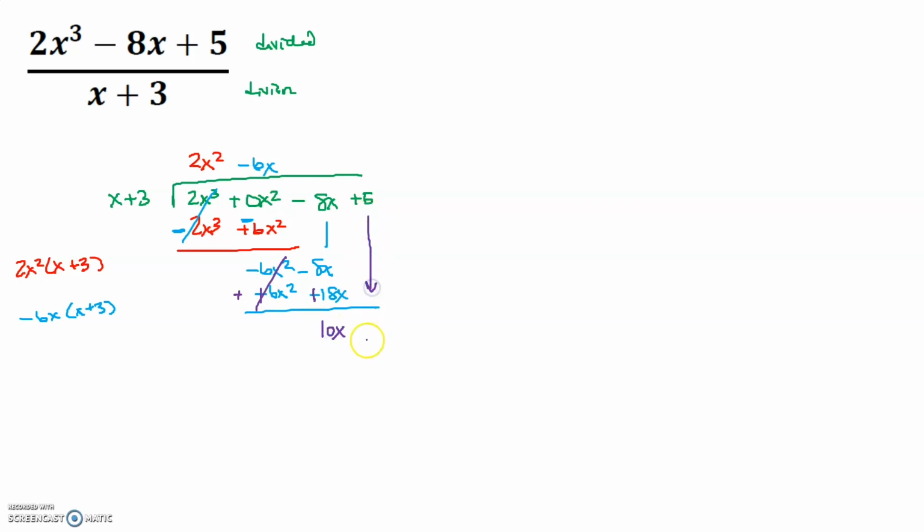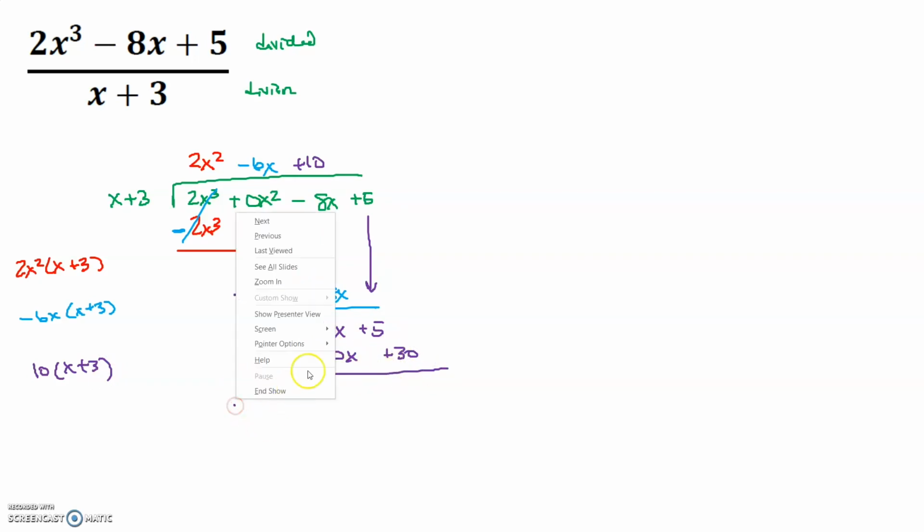Bring down the next term, plus 5. Well, what times x gives me 10x? And the answer is 10. So plus 10. You do this in your head again. 10 times x plus 3, so 10x plus 30. I got a little sloppy writing there. We're going to subtract, so we have to distribute that negative through again.